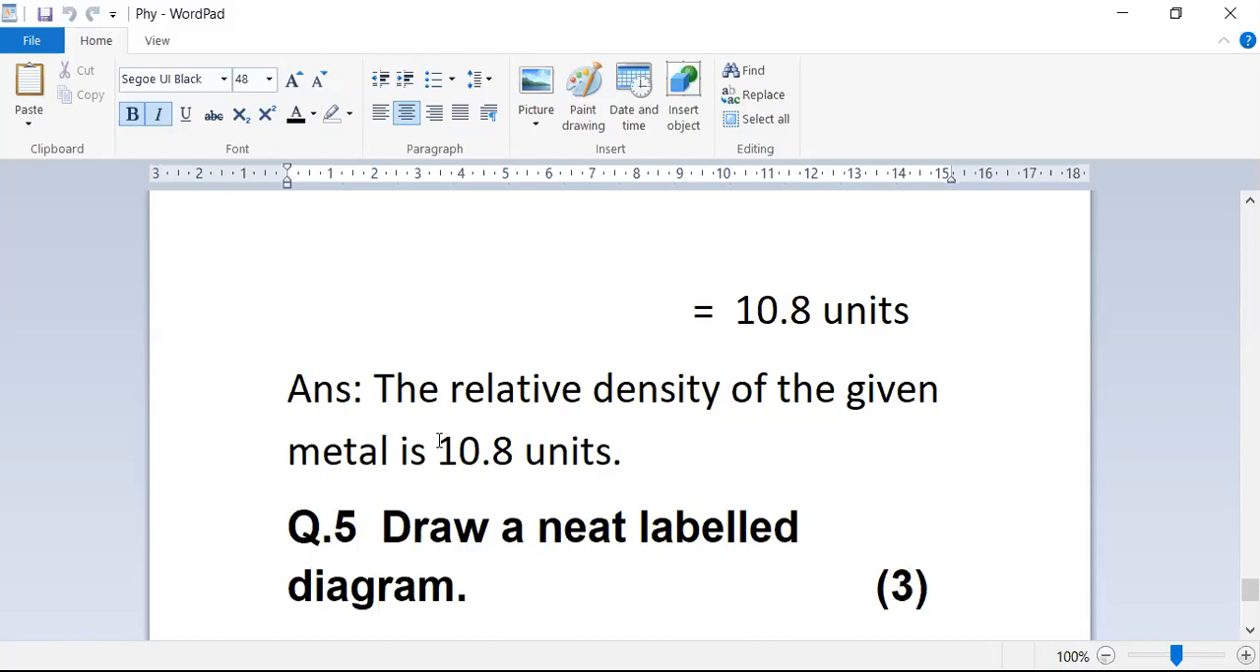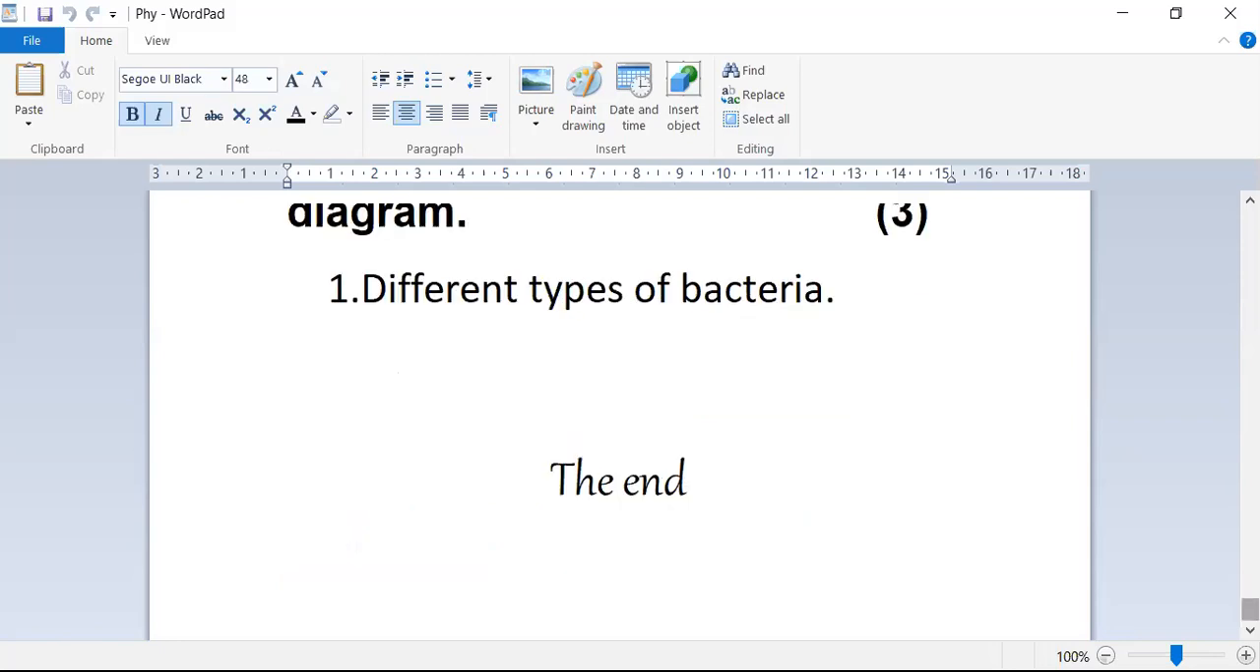Let us move ahead to question number 5. The question number 5 is draw a neat labelled diagram. Here the question asked is different types of bacteria. Here also you have to write down the main question. You have to write down the head question number. You have to draw 5 different types of bacteria as given in the textbook using a pencil. You have to write down the names of the bacteria using a pencil. You cannot draw a diagram and label it using a pen. So this question is expected to be done in pencil. And this is how you solve your question.